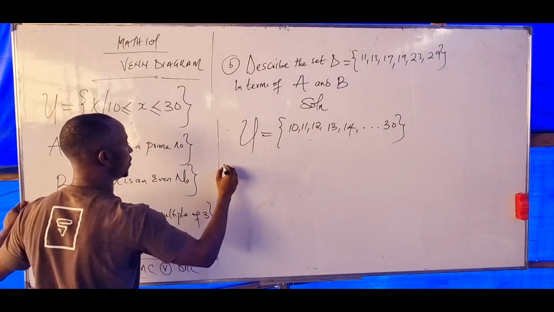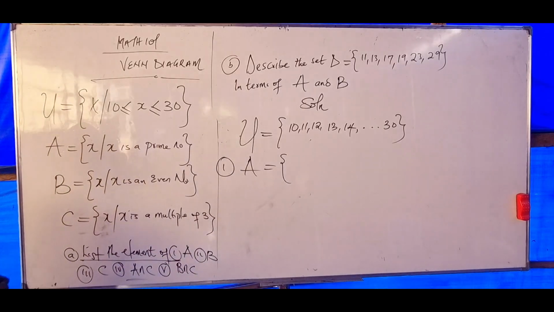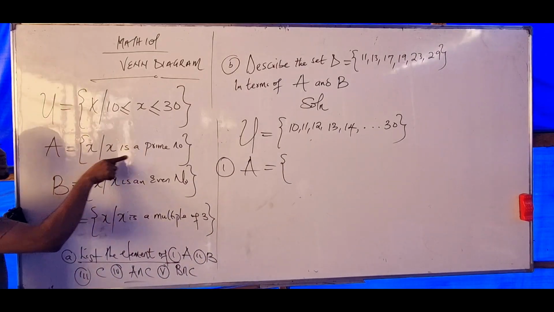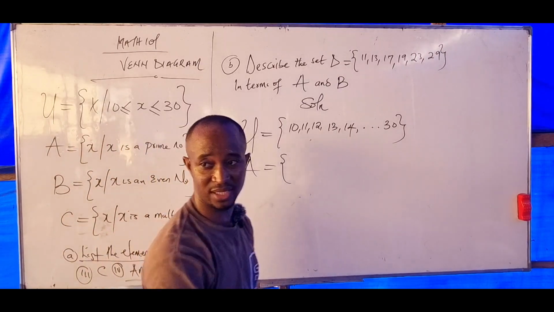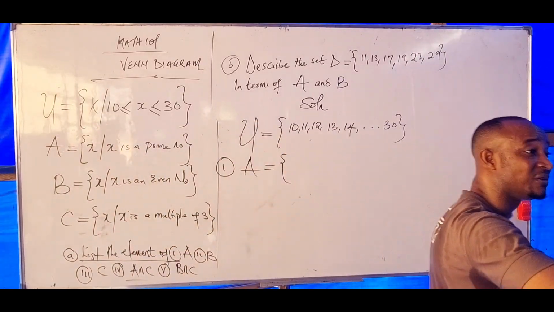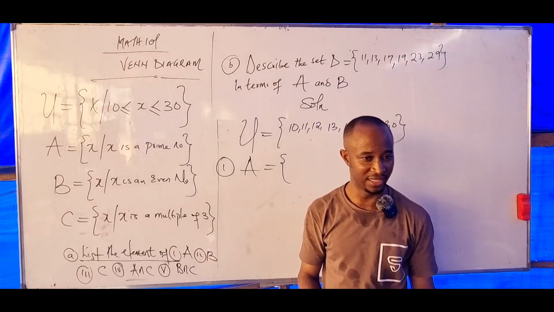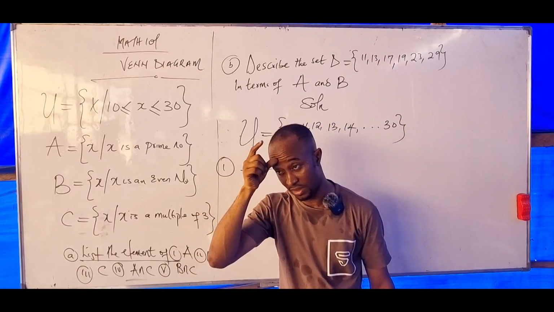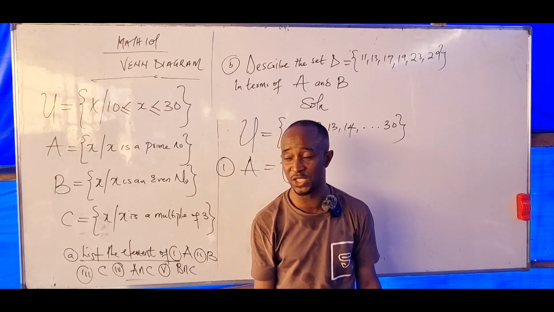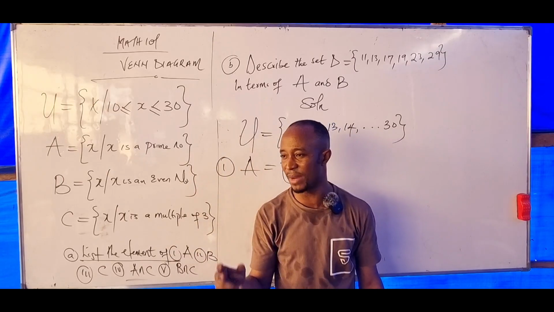A. What are the elements of A? We are told that A is the set of prime numbers. Before you list, ask yourself, what are prime numbers? Numbers that have exactly two divisors, which are 1 and itself. Is 1 a prime number? No. 1 only has one divisor, which is itself.